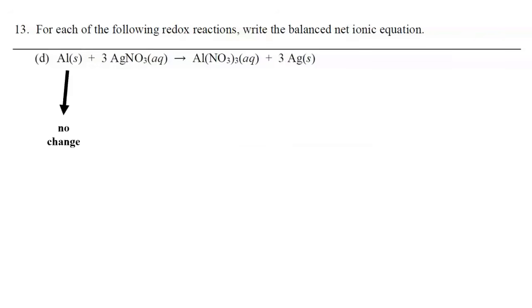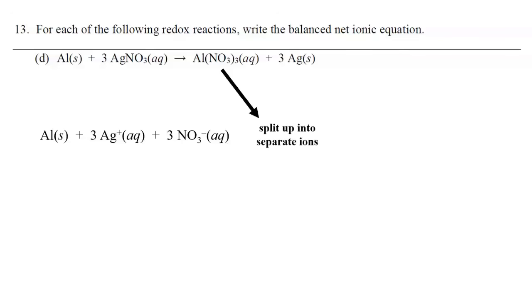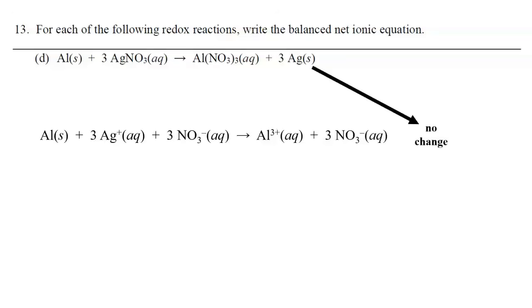Aluminum is a solid, so we leave it as is. Silver nitrate is an aqueous ionic compound, and there's a 3 in front, so it's going to split up into 3 silver plus ions and 3 nitrate, NO3 minus ions. We split up aluminum nitrate as an aqueous ionic compound, so it's going to be aluminum 3 plus and 3 nitrate ions. Each nitrate is -1. And then silver solid is going to just be remaining as is, no change.